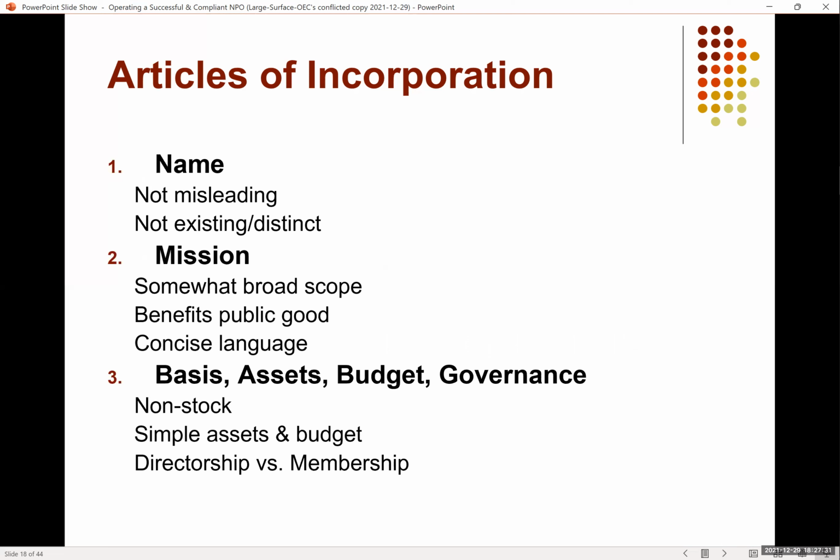So on your articles of incorporation, you have to have a name. Usually within the state, it has to be distinct. When you're trying to file for your EIN, the IRS will slow it down if there's a name that's slightly the same as somebody else's in the country, but they won't reject it; just know it'll take a little longer to process. You have to have a mission. It's important that your mission is somewhat broad in scope, benefits the public good, and is concise.